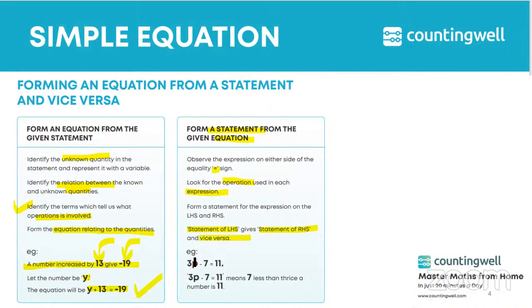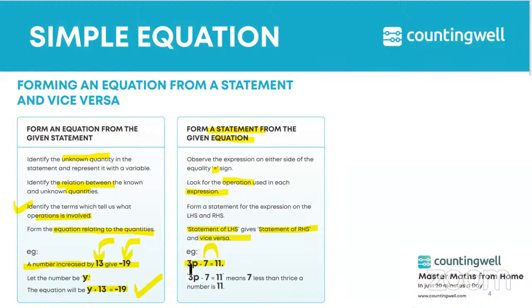For example, if we are given a mathematical statement 3p minus 7 equals 11. Mathematical statement means we are given one equation. Here note that the variable is p, meaning it is an unknown quantity. The known quantities are 3, 7, 11. Now we have to write this relation between the known and unknown quantities using a verbal statement.